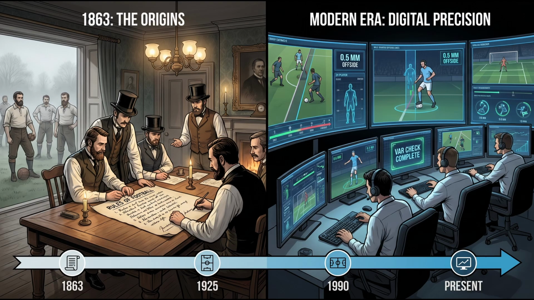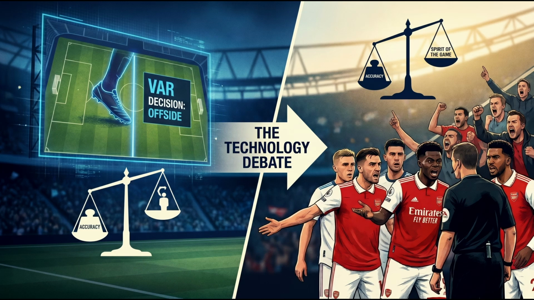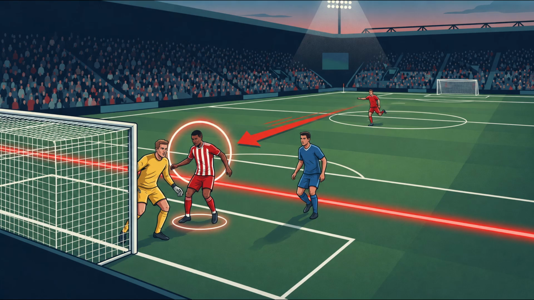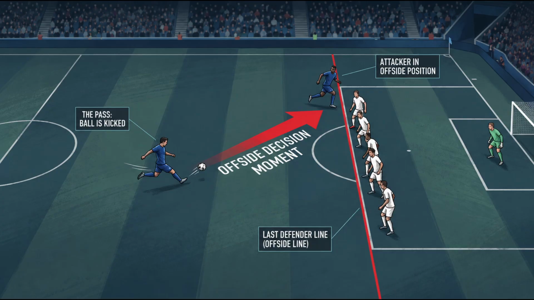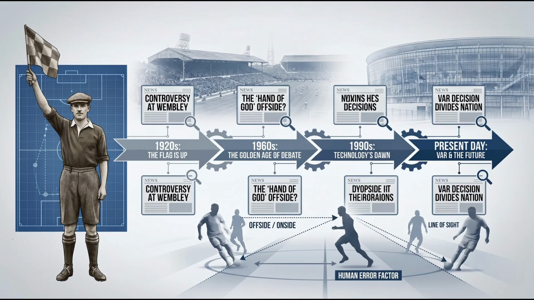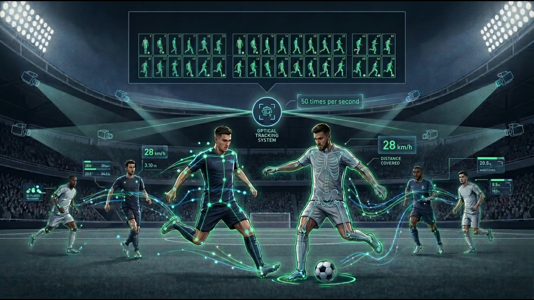The rule was written in 1863. Nobody was thinking about millimeters. A lot of fans think VAR got the precision right, but lost the point entirely. So here's everything in 30 seconds. Offside stops players from camping next to the goalkeeper, waiting for easy goals. You can't be past the last defender at the moment the ball is played to you. Not when you receive it, when it's kicked. For 150 years, this was judged by human eyes, which caused legendary controversies. Now, technology tracks your body in 3D 50 times a second, and football is still arguing about it.